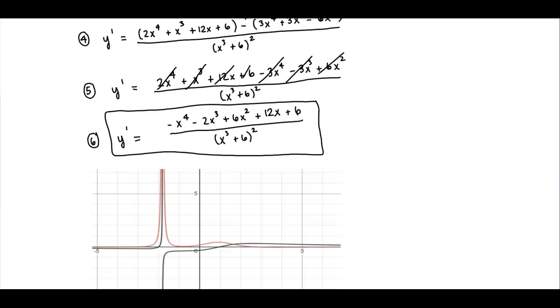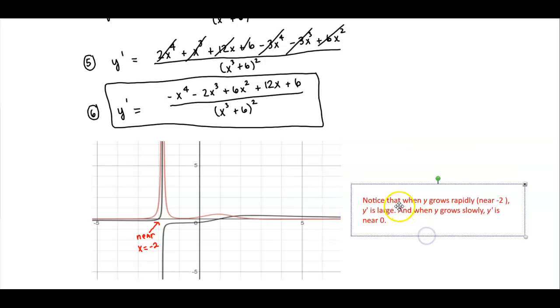Okay, so now let's focus to see what's happening when x is equal to negative 2. We know that this graph represents y, and we know that the red graph is y prime. So notice that when y grows rapidly here near x is equal to negative 2, we can see that y prime is also large here on both sides. And when y grows slowly, then y prime, you can see here, is actually near 0.